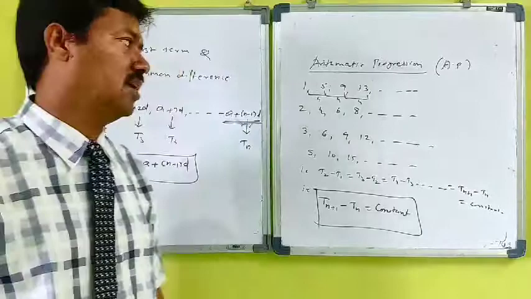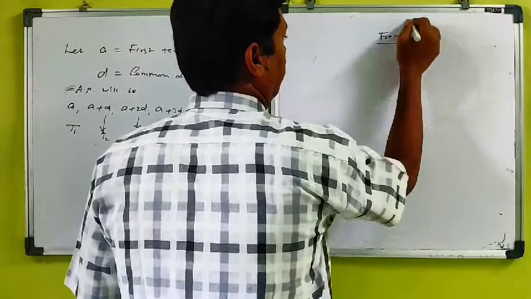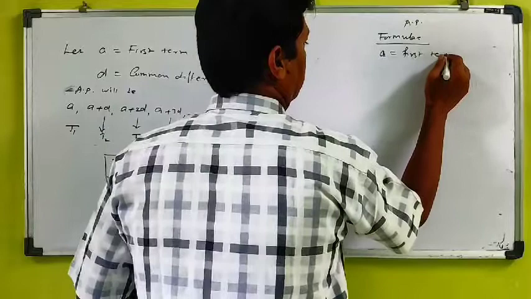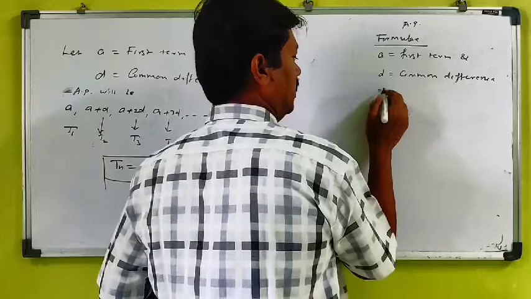So here, the first formula for AP: if A is the first term and D is the common difference, then Tn is A plus (n minus 1)D.